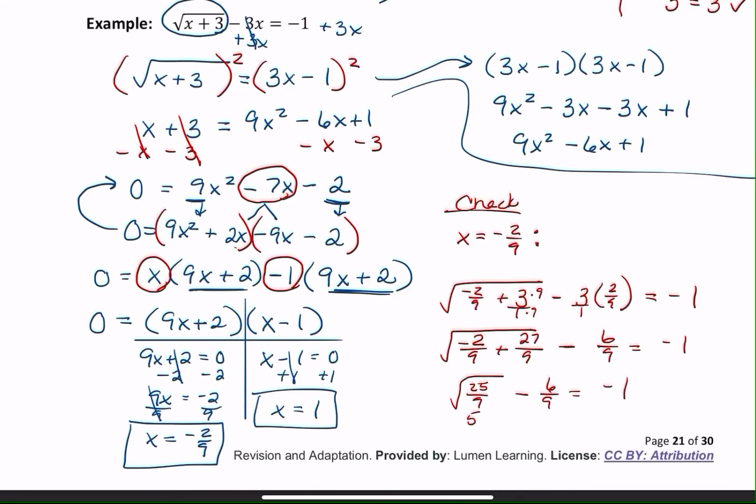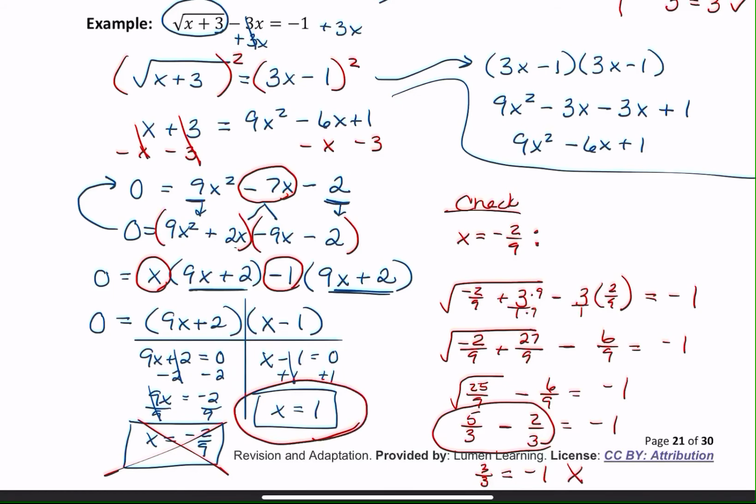That'll be 5/3. When you take the square root of it, you just take the square root of the top and the square root of the bottom. And then that 6/9 will reduce to 2/3 equals negative 1. And then if you combine 5/3 minus 2/3, that's going to give you 3/3, which is equal to 1, does not equal negative 1. So in this case, your 2/9 does not work. So the only solution is x equals 1.